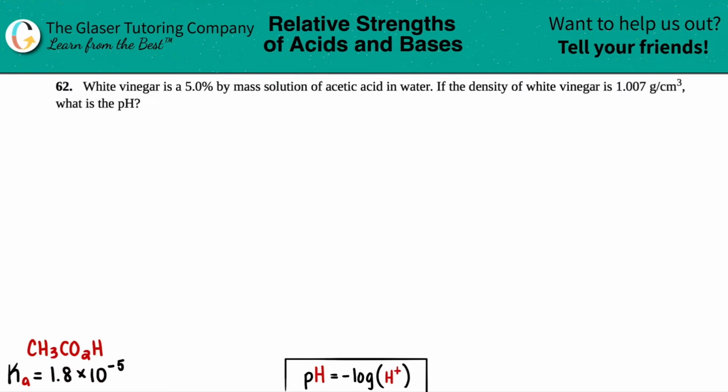Number 62. White vinegar is a 5.0% by mass solution of acetic acid in water. If the density of the white vinegar is 1.007 grams per centimeter cubed, what is the pH?